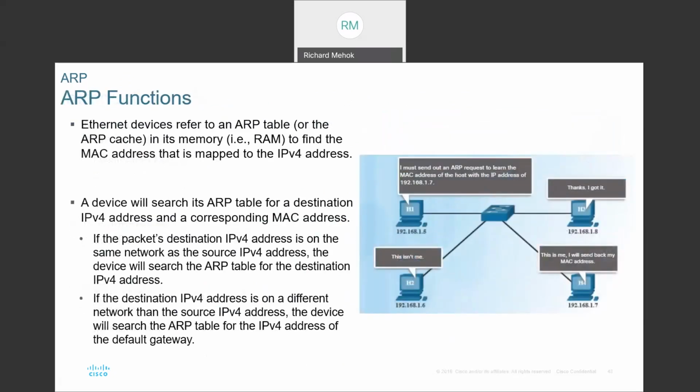As for ARP functions, it's in the ARP table, which is in cache memory, in the RAM, and it's mapped to an IPv4 address. As the ARP process happens, the IPv4 address is known. It says, does anybody have this IP address of 192.168.1.7? And then the responding device says, that's me, here's my MAC address.